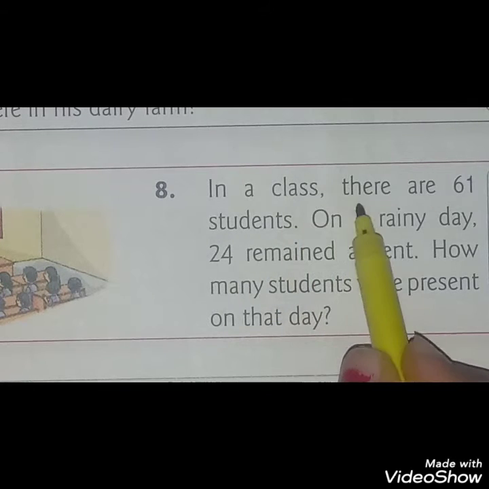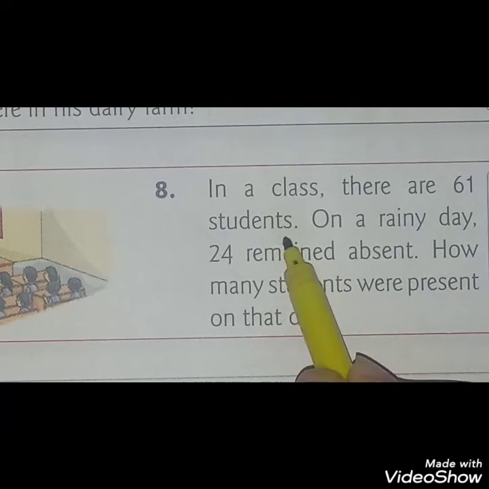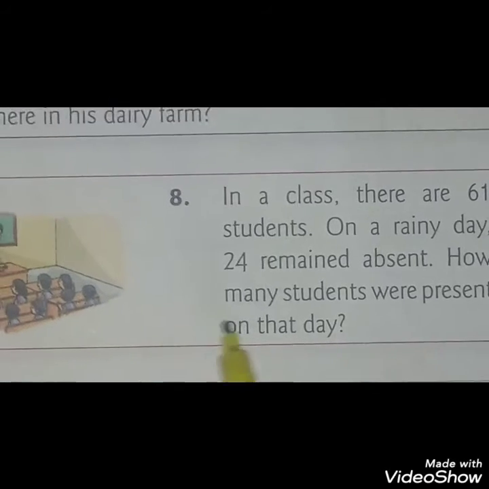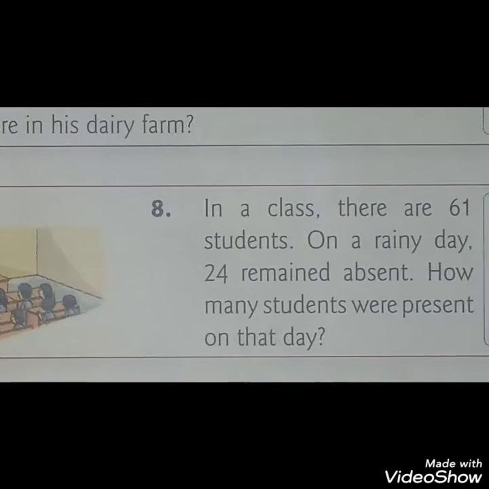In a class there are 61 students. On a rainy day 24 remained absent. How many students were present on that day? The total students are 61, and on a rainy day 24 students are absent. We have to find how many students were present. So we have to subtract in this sum because we see the words how many.